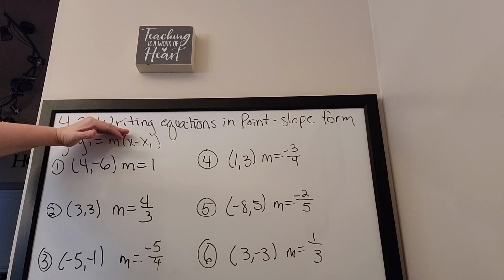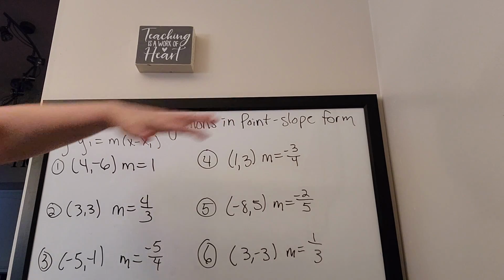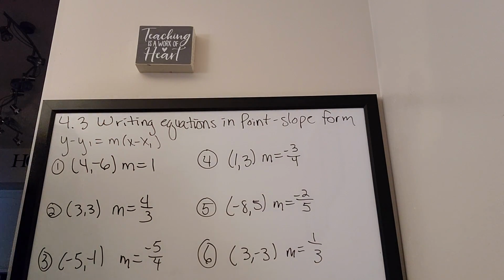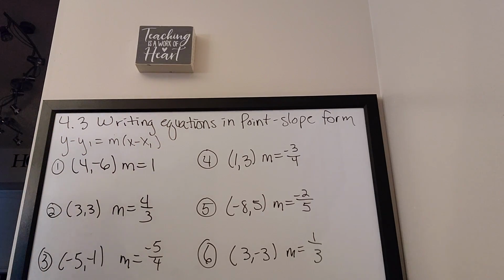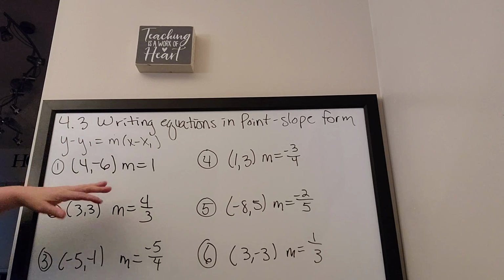We are talking about lesson 4.3, writing equations in point slope form. Point slope form is y minus y1 equals m times x minus x1. M is the slope. Y1 and x1 are a point on this equation, which would be on a graph. So these can go very fast, but there is something we need to remember when we do this.